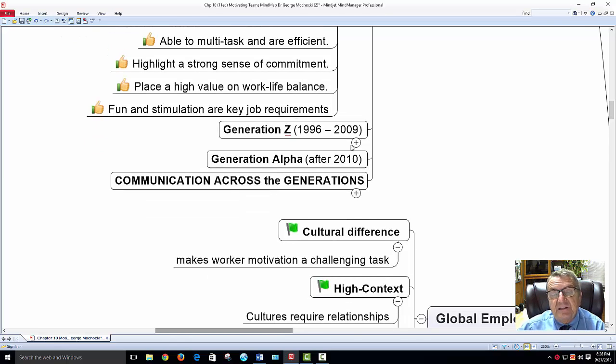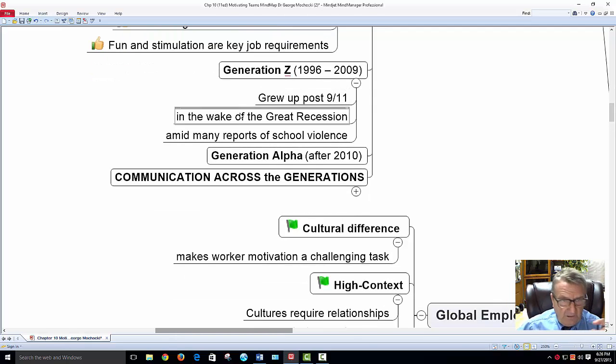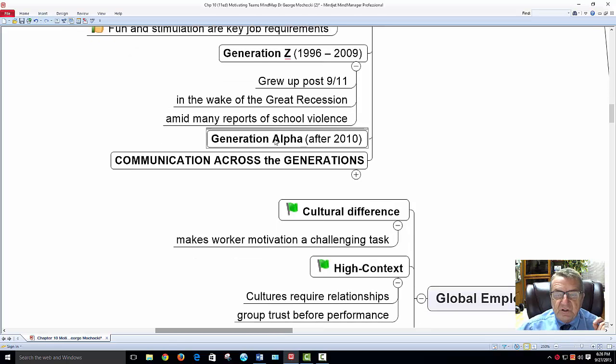Now, Generation Z, 1996 to 2009, grew up post-9/11, in the wake of the Great Recession, and amid many reports of school violence. Okay, now Generation Alpha is the last one. They have not much more.